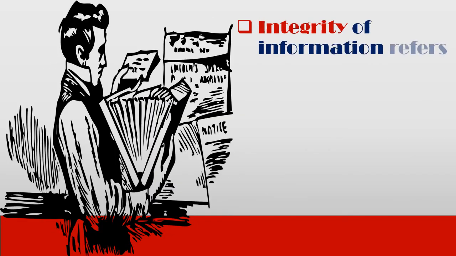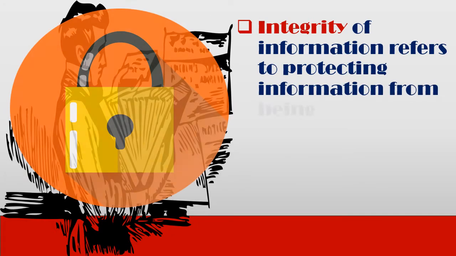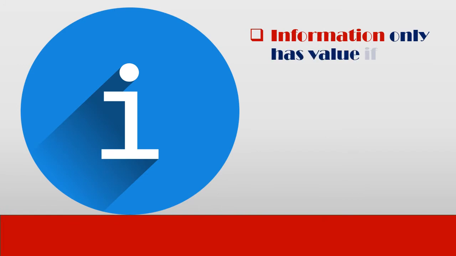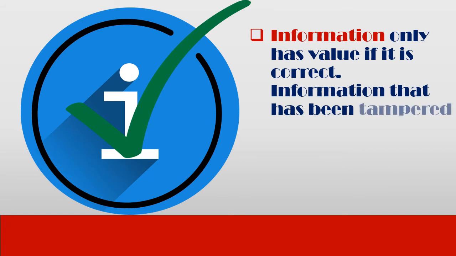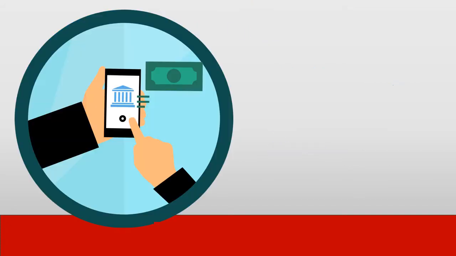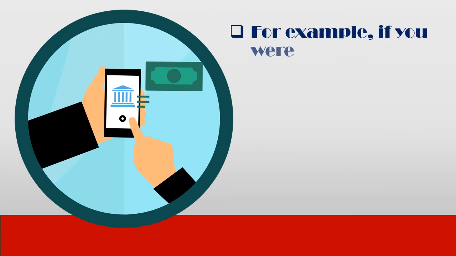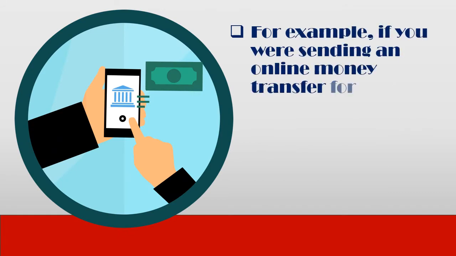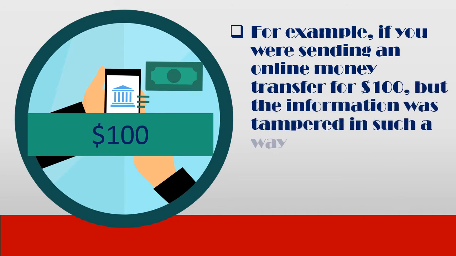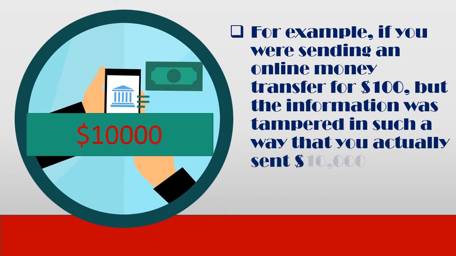Integrity of information refers to protecting information from being modified by unauthorized parties. Information only has value if it is correct. Information that has been tampered with could prove costly. For example, if you were sending an online money transfer for $100, but the information was tampered in such a way that you actually sent $10,000.